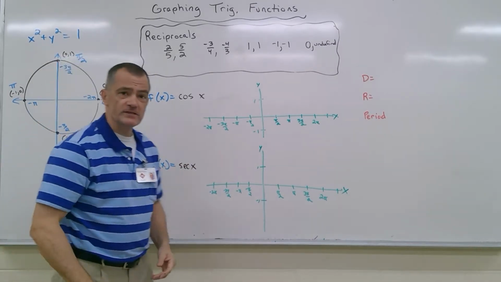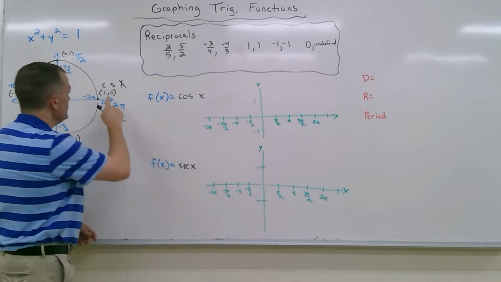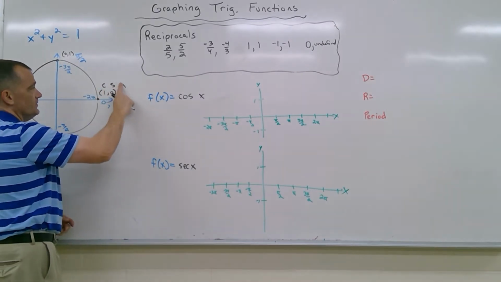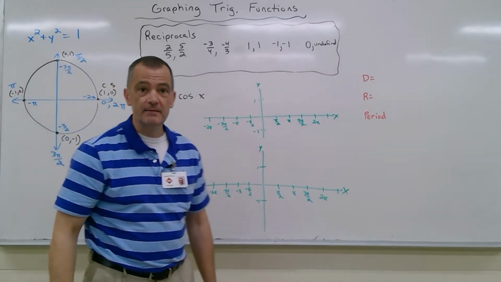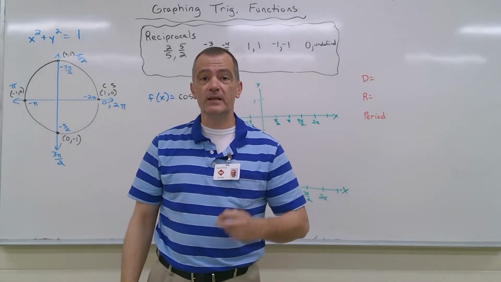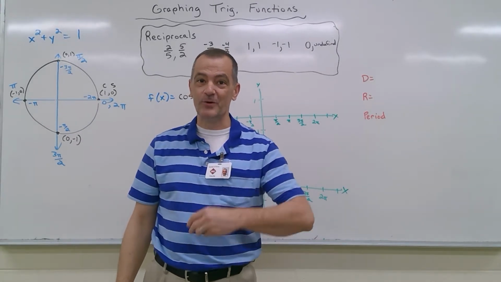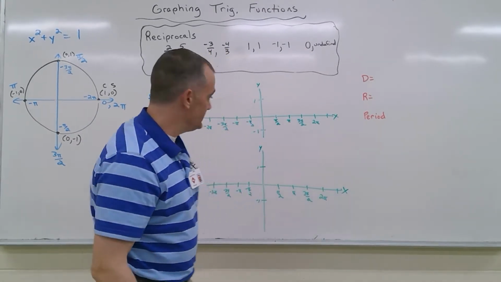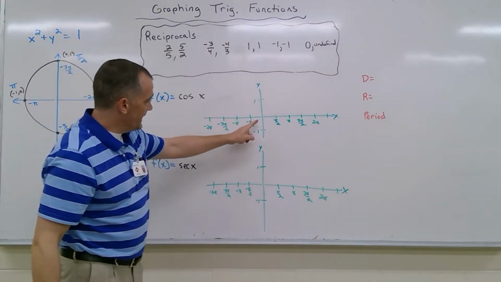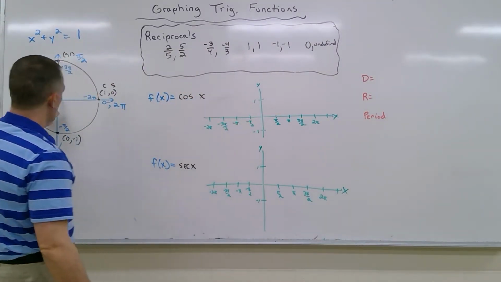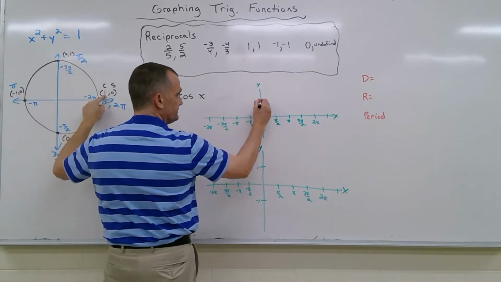So when we look at the cosine of x, keep in mind, who are you? CAST. Cosine is the x value. And all I'm going to be doing is really graphing the unit circle, the x values, onto the Cartesian coordinate plane. So at 0 radians, the cosine is equal to 1.